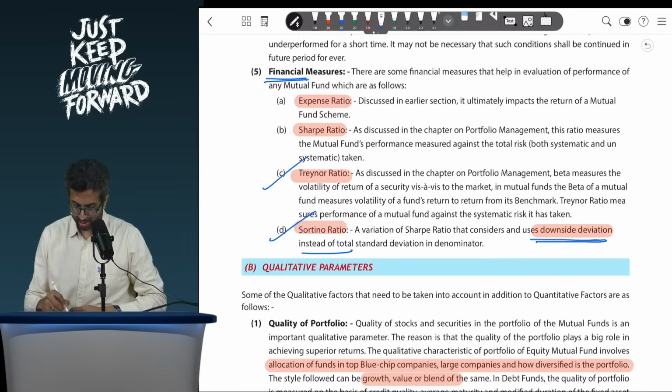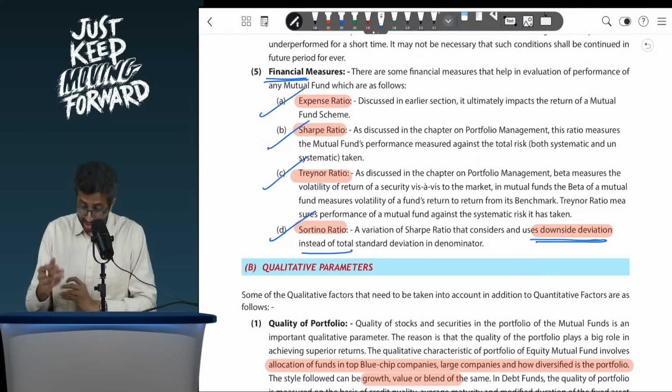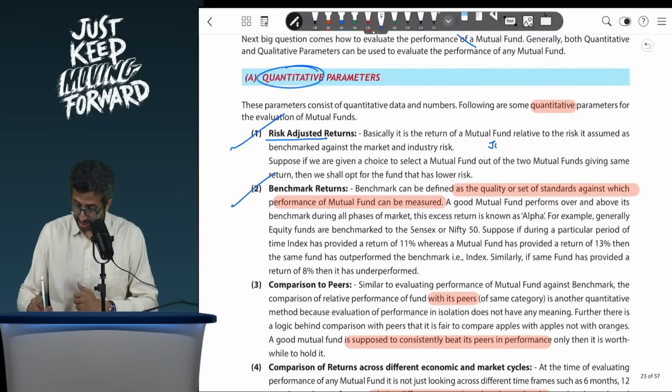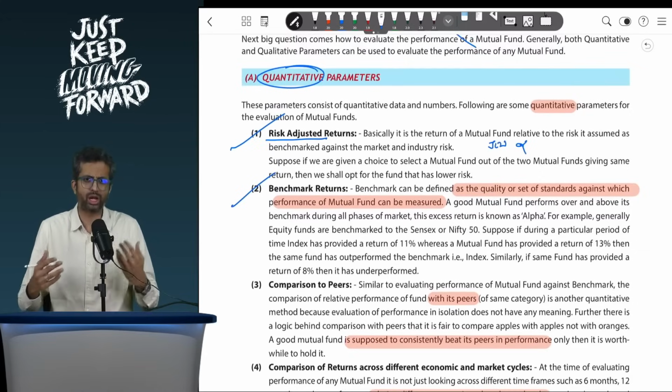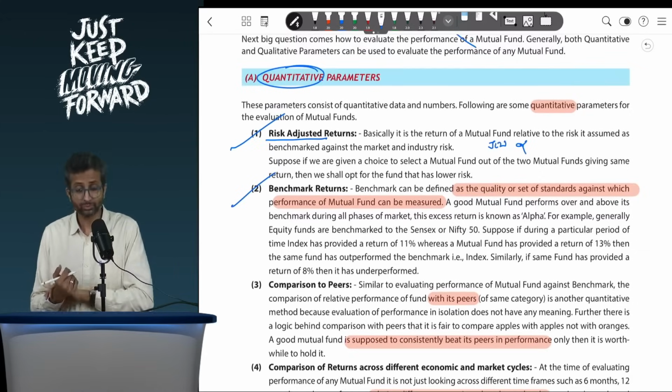So other evaluation ratios are Treynor ratio, Sharpe ratio that you have done. Also an expense ratio, where you try to find the expenses percentage. The lower the expense ratio, the better it is. The higher the Sharpe, Treynor and Sortino ratio, the better it is. Other than that, risk adjusted returns can also be something like the Jensen's alpha, where you are trying to find the return adjusted for the risk. So the Jensen's alpha is also a parameter.